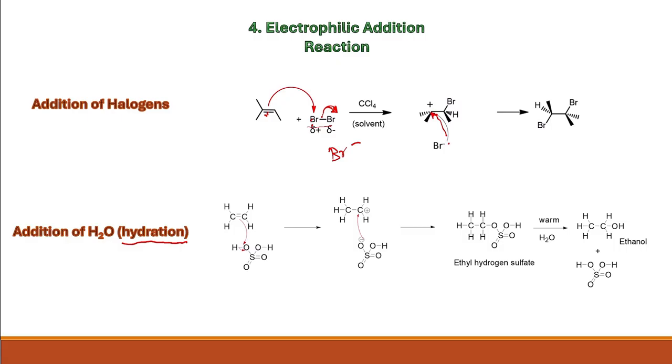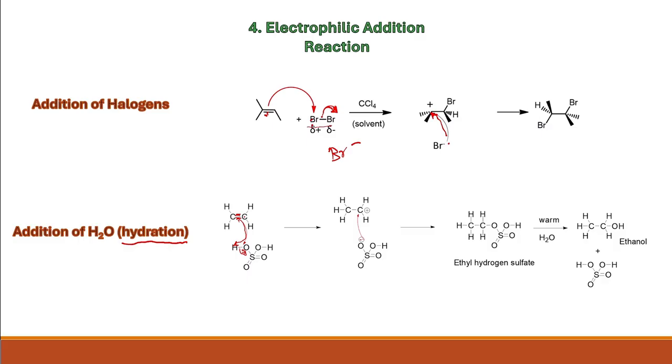So the first step is going to be the double bond between the two carbons will attack the hydrogen on the sulfuric acid. At the same time, the hydrogen oxygen bond of the sulfuric acid will break. The second step will be the generation of the carbocation. The hydrogen will be added to one of these two carbons in the double bond, and then also we're going to have the sulfate ion with the oxygen that has a negative charge.